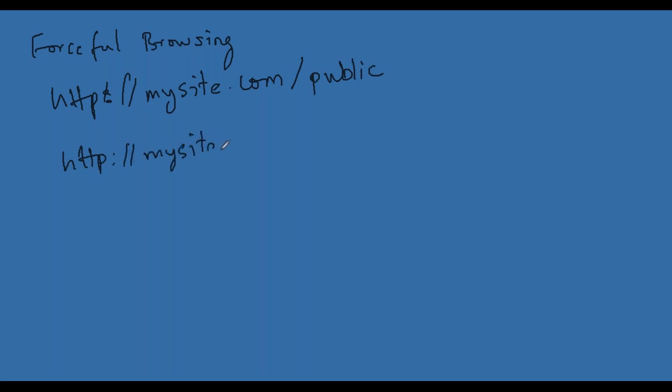When I say forceful browsing, it could be something like this: a specific application is developed on a specific platform, maybe using Apache, Linux, which have some custom folders. So a normal user, let's say, is trying to access public. For some reason, if the user is trying to access mysite.com/private, this file should not have been exposed to the internet.